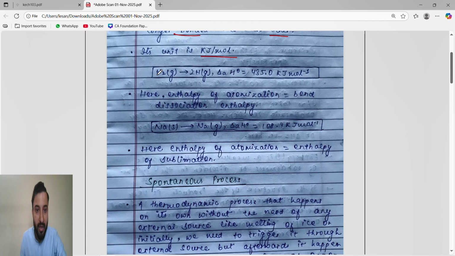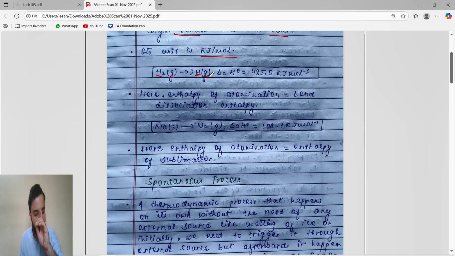Now see here, if H2 molecules, hydrogen molecules in the gaseous form, are converted into hydrogen atoms in the gaseous form, what is happening here? The hydrogen molecules break down into 2 hydrogen atoms, right? H2 molecules, hydrogen molecules, break down into 2 hydrogen atoms.